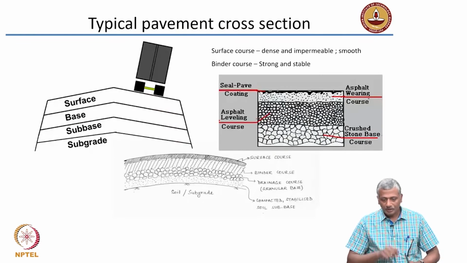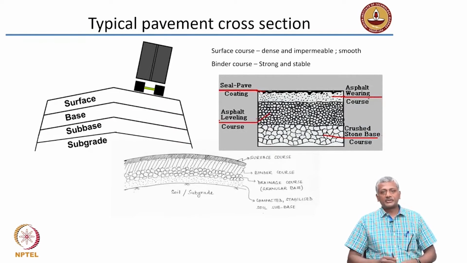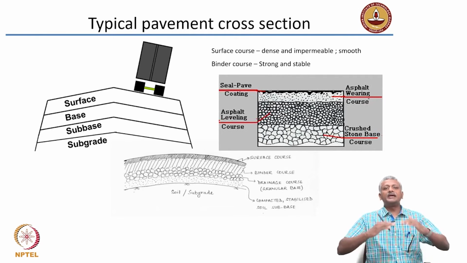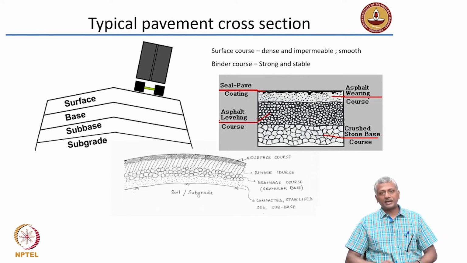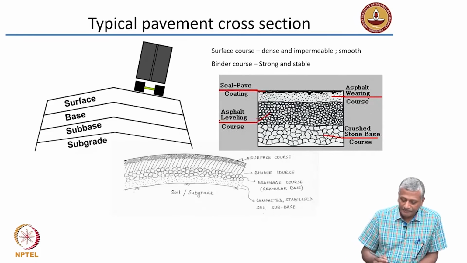So, what is this pavement cross section? As I said, flexible pavement is a system of layers that are acting together, and the load intensity keeps reducing as we come from the top layer to the subgrade. So, how is this happening? What are these layers?